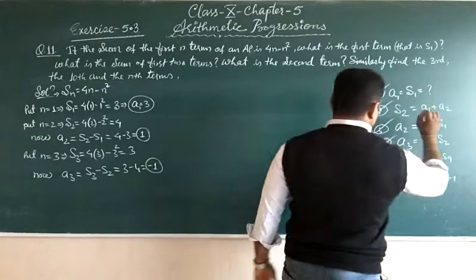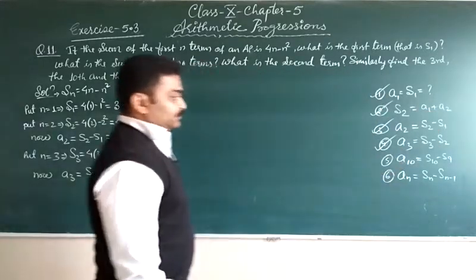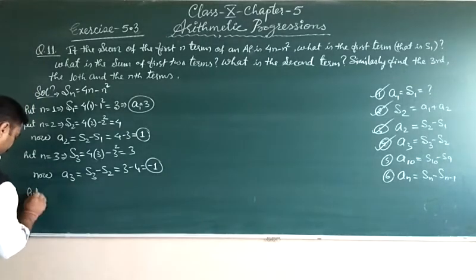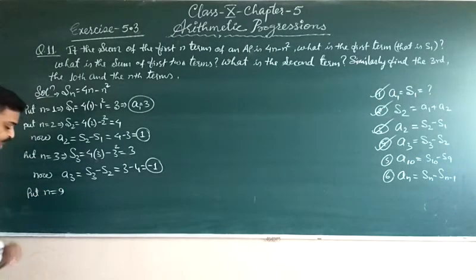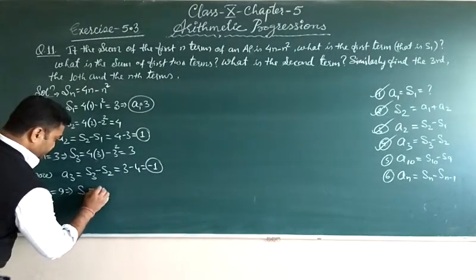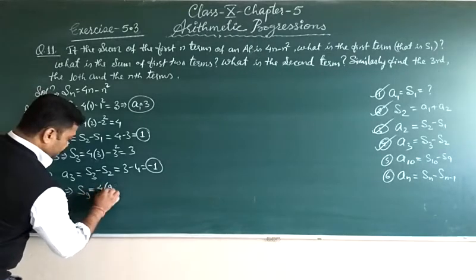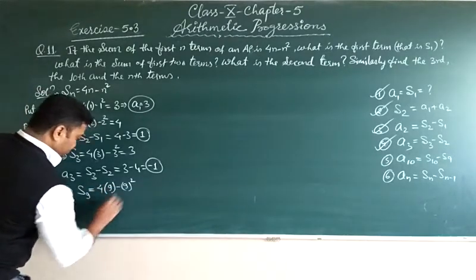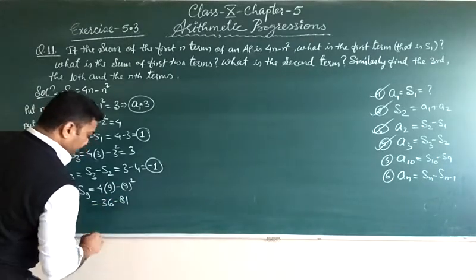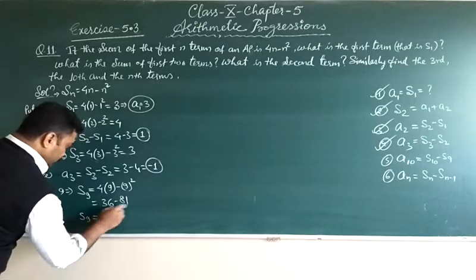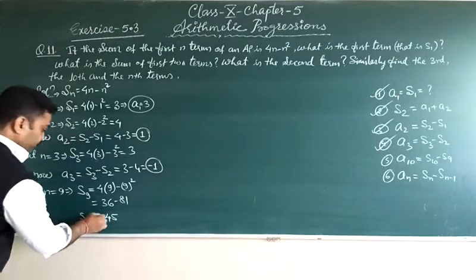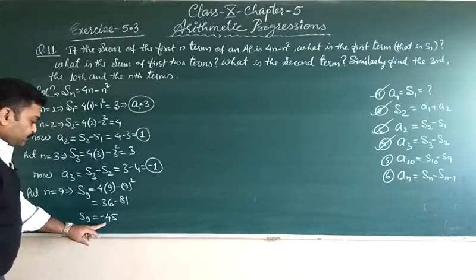Fourth part, we have to find A10, that means S10 minus S9. So put n is equal to 9. This implies S9 is equal to 4 into 9 minus 9 square. So S9, 4 nines are 36 minus 81. So S9 is minus 45.